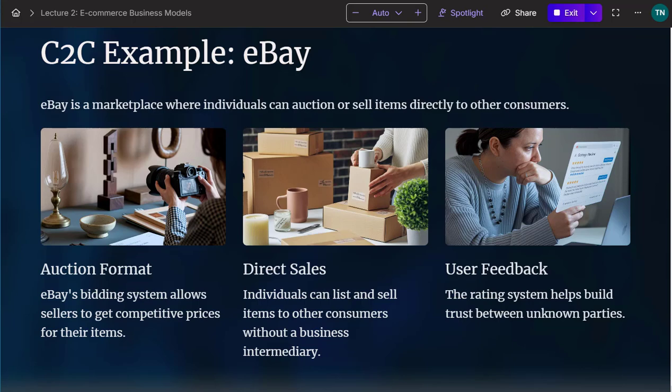This C2C, or consumer to consumer, model enables a wide range of products and services to be exchanged between regular people. So for C2C or eBay, we know that it's an auction format, direct sales, and user feedback, right?